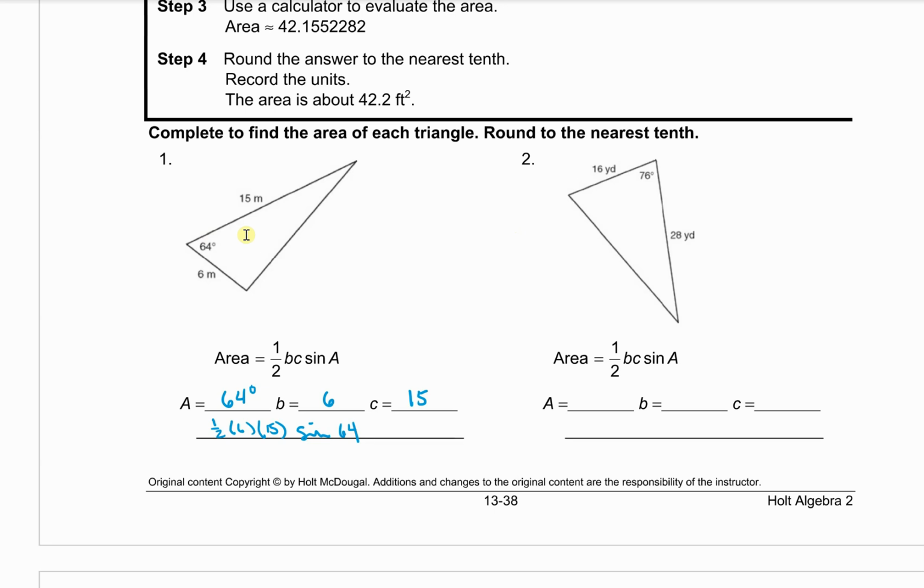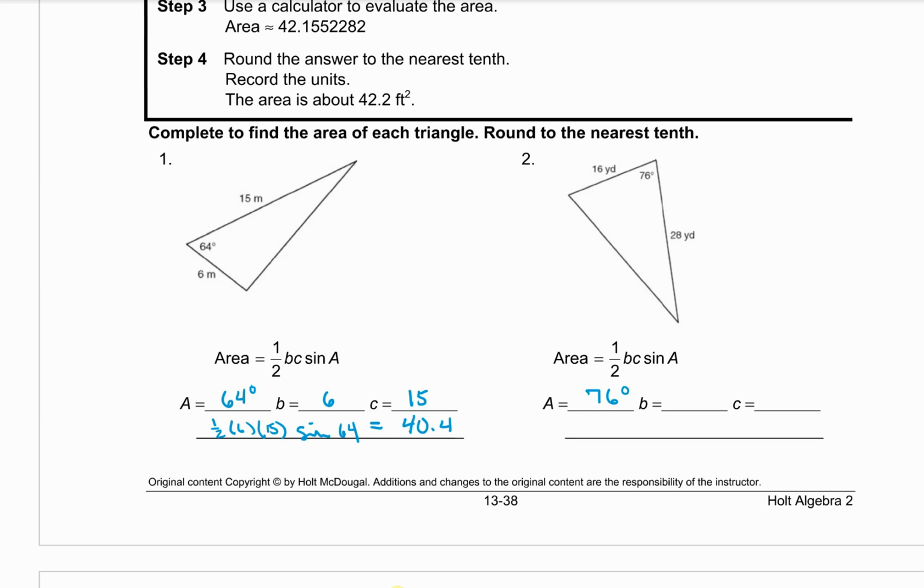And then let's figure it out, 0.5 times 6 times 15 times the sine of 64. I usually put all those values in parentheses, and I get 40.445. So I'm going to say about 40.4. For number 2, my angle is 76 degrees.